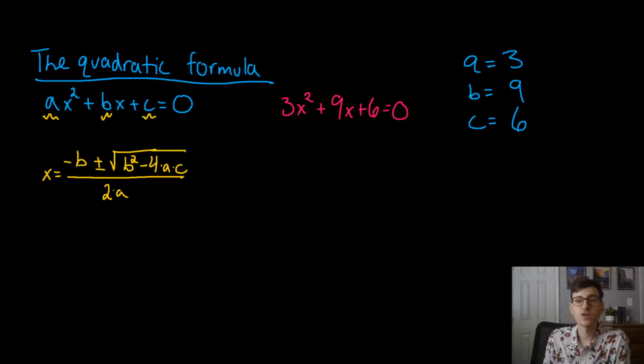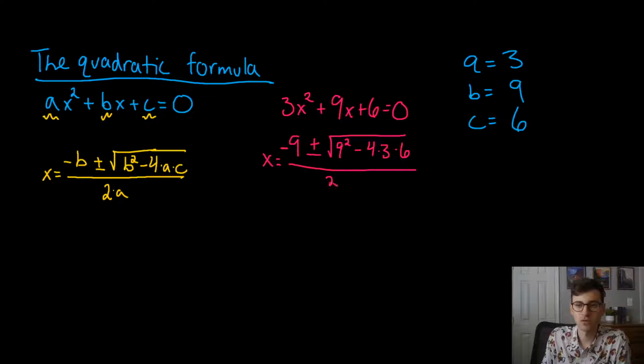So we have all of our values for a, b, and c, and now we just substitute those values into the quadratic formula. Okay? So x equals the opposite, right? Negative b. So the opposite of 9 is negative 9, plus or minus the square root of b squared, so that's 9 squared, minus 4 times a, which is 3, times c, which is 6, all divided by 2 times a.